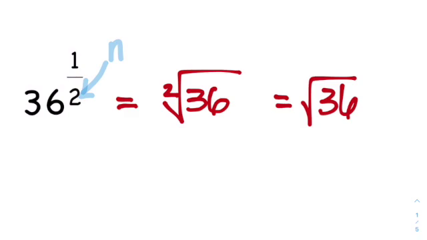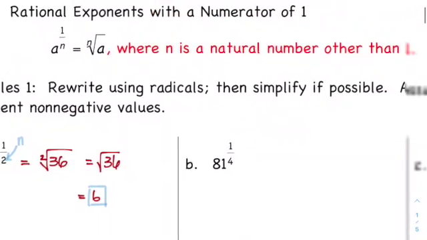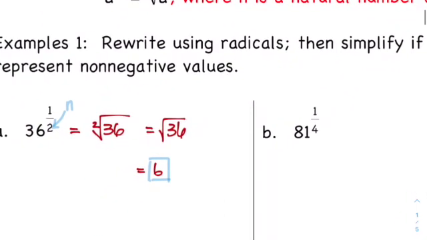And what they are saying is, okay, now I want you to reduce it or simplify it. So the square root of 36 is just 6. That's called simplifying. So that's when they say simplify if it's possible. So you need to break it out of the square root.